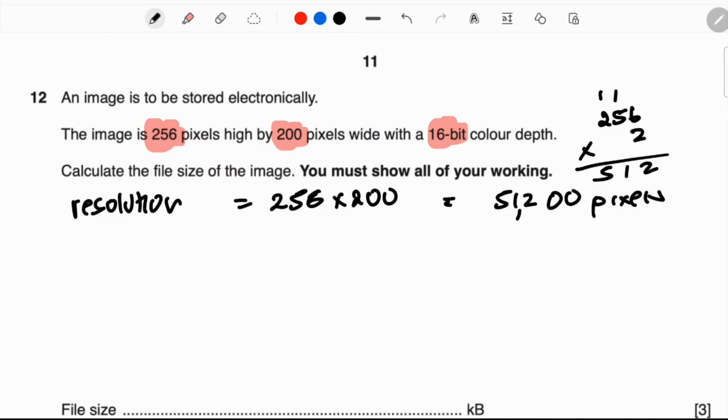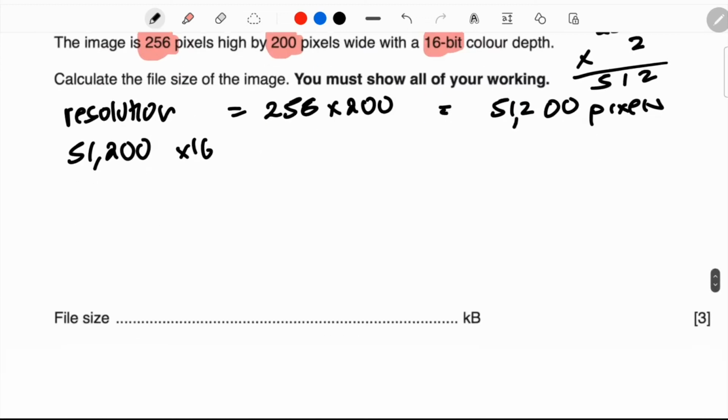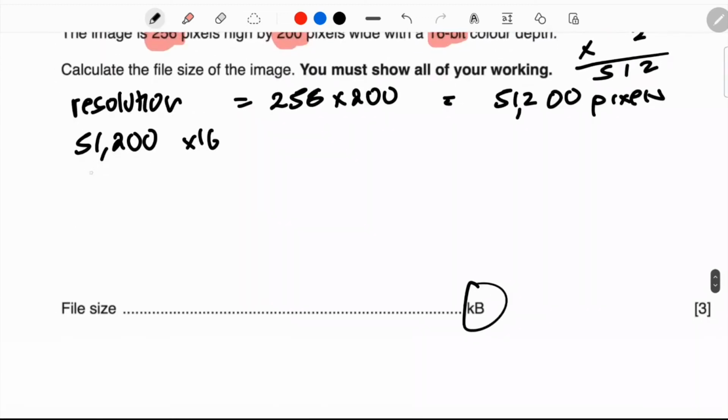It is 16 bits. So 51,200 times 16 to give us the number of bits. They want us to find KB. So let's multiply this together. 512 times 16. I'm going to save time by just using a calculator, but in the exam, you're going to have to do it the normal way. This is going to give us 8192 with 2 zeros.